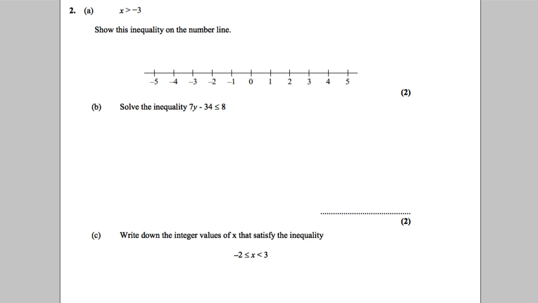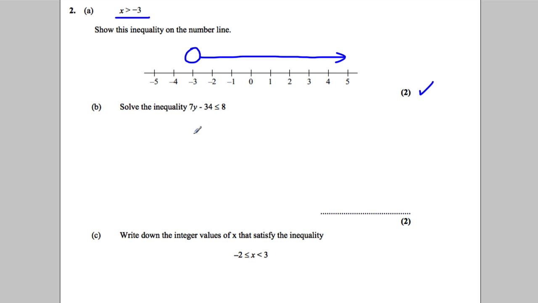Next question, pause. In 10 seconds I'll go through. Okay, it says draw this on the number line. -3 is my key point, circle there. I'm looking for bigger than, so I draw an arrow to the right. Do I colour in? No, because it's strictly bigger than, it's not bigger or equal to. There's my 2 marks.